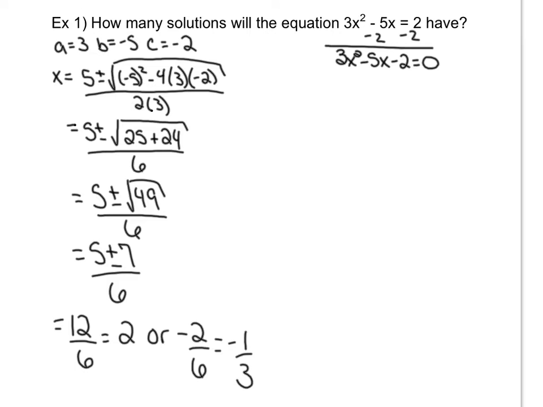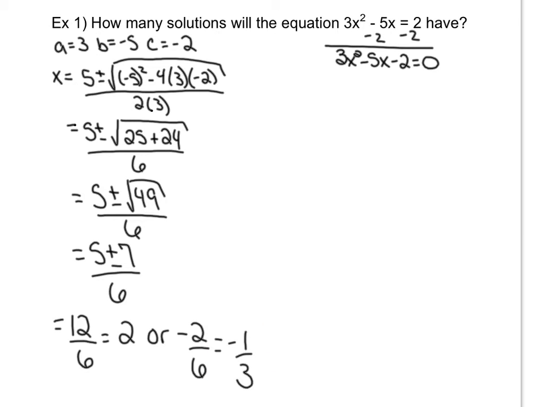Well, if you can do the math, do it. Since I know that the square root of 49 is 7, I go ahead and do that. And then because I'm able to actually add 5 plus 7 to get 12, and 5 minus 7 to get negative 2, I do that as well. Then simply reducing 12 over 6 gives me 2. Negative 2 over 6 gives me negative 1/3.